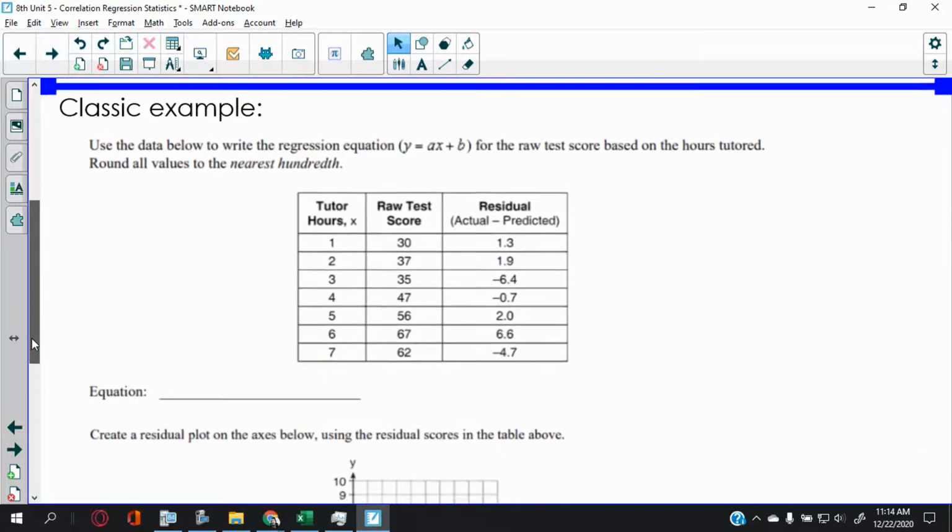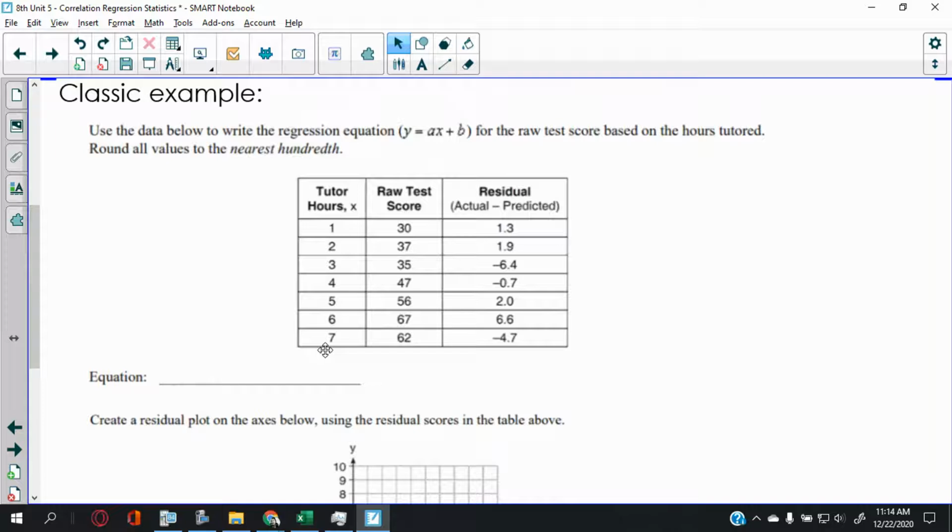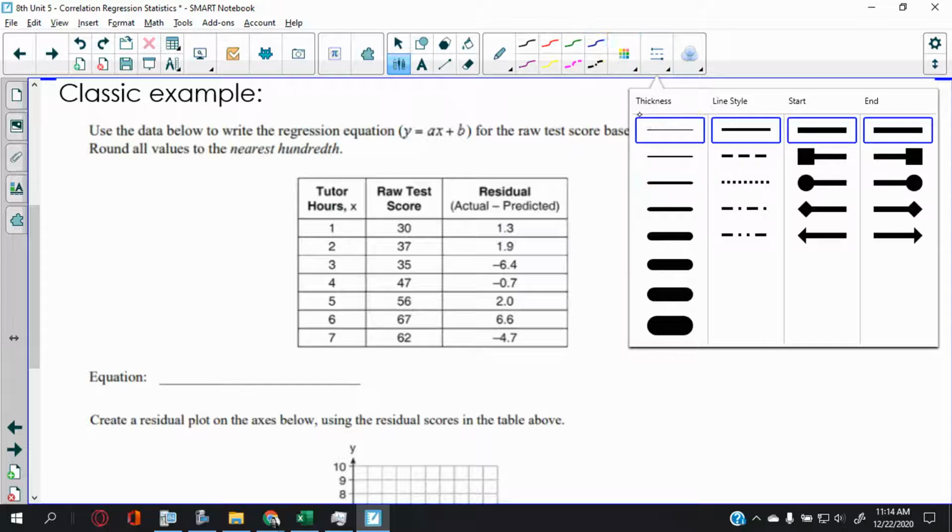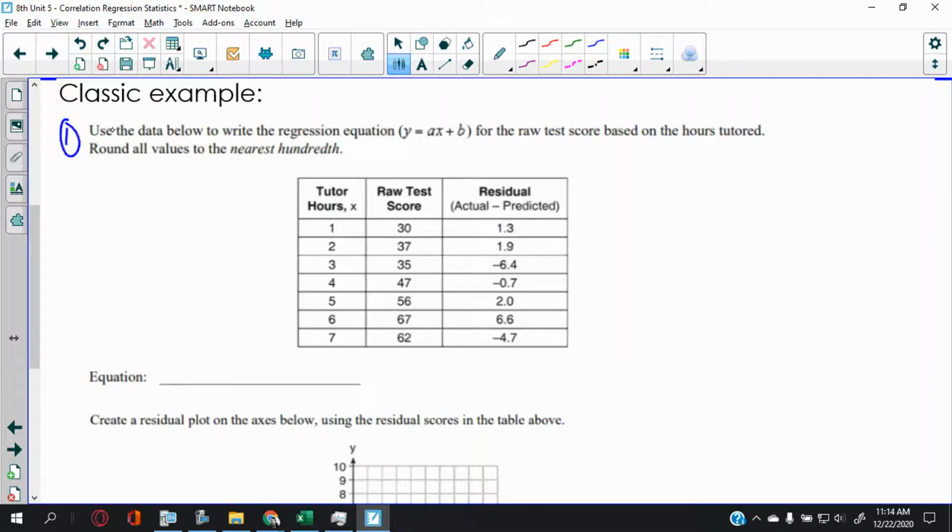All right, so classic example. Or as we say in Latin, well, not we, this is locus classicus. I don't know how to spell locus classicus. So, classic example number 1. Use the data to write the linear equation for the raw test score based on, right?